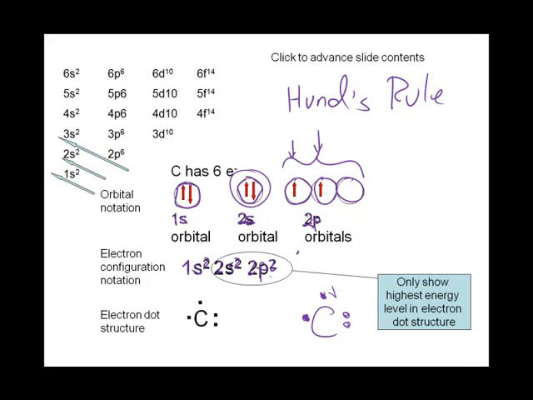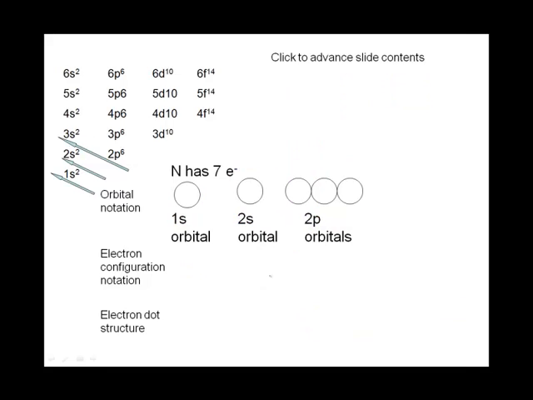So after carbon is atomic number 6. Atomic number 6 is neon. Nitrogen. It's getting too late. Okay.